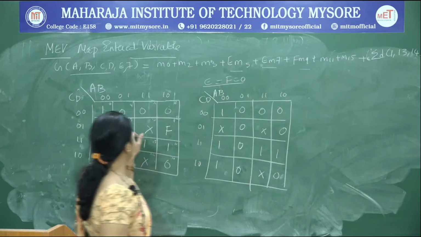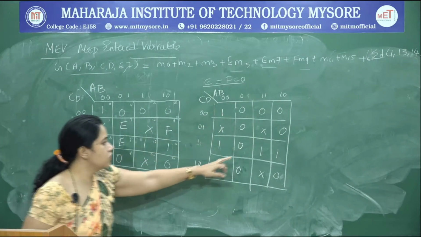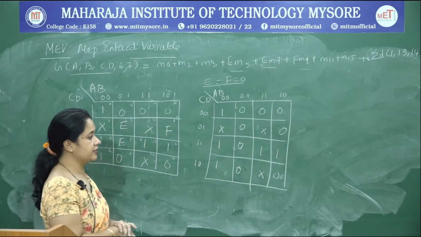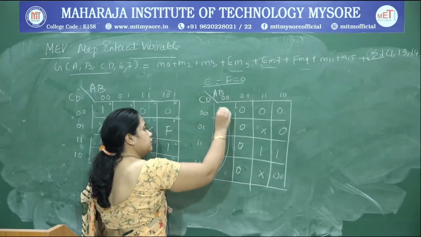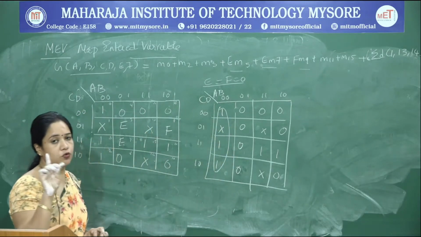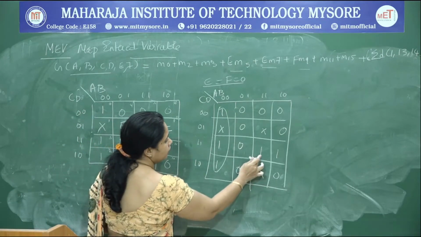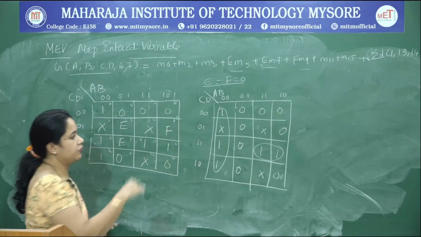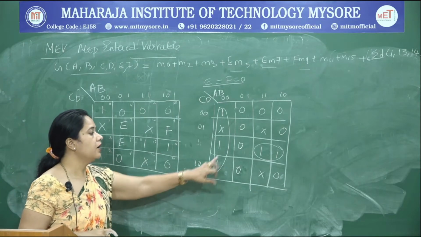Since E is equal to 0, all the cells corresponding to E are made 0. Since F is also 0, the cells corresponding to F are made 0. Now we will look for adjacent ones. You can see these 4 form a group of 4 adjacent ones. This becomes a quad, and these 2 form a pair. We do not have a provision for forming another quad, so we end up getting one quad and one pair.